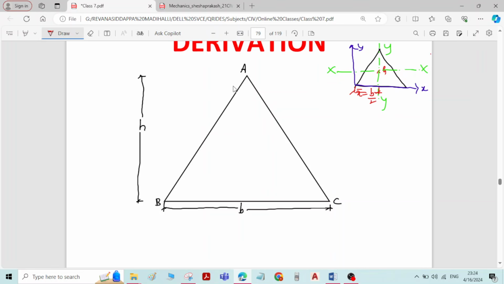Now for the triangle, we got the equation for X bar, which is B by 2. But if you check the symmetry about the x-axis, you can see that the figure is not symmetric about the x-axis. Therefore, we have to derive the equation for y bar.